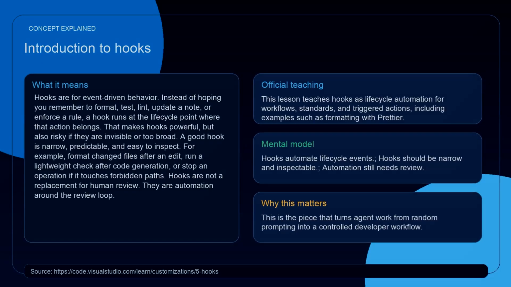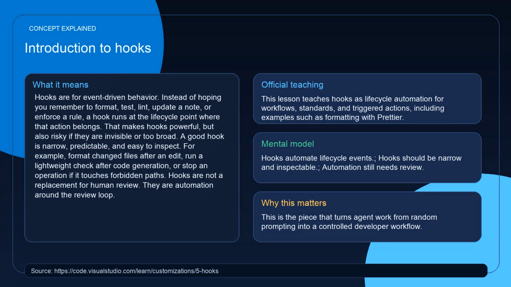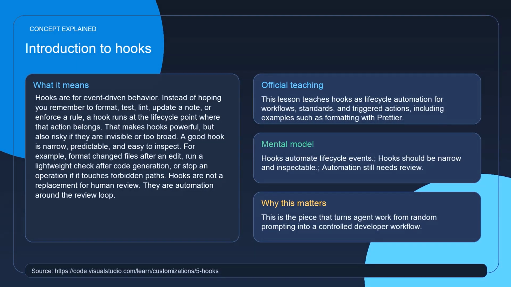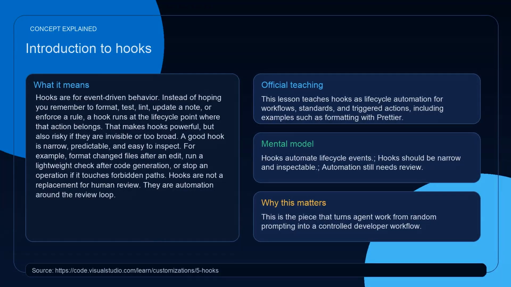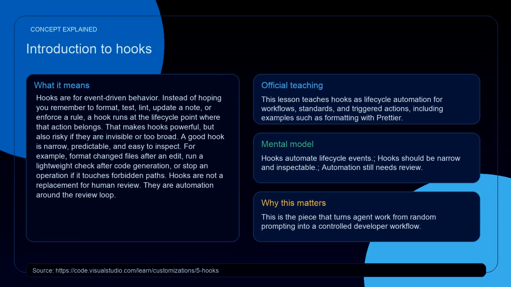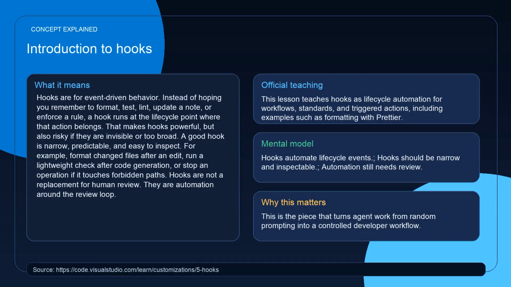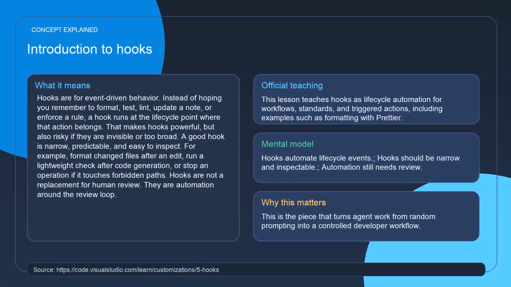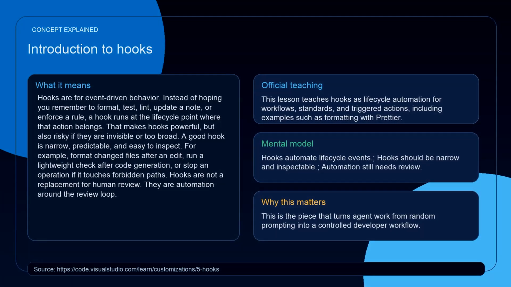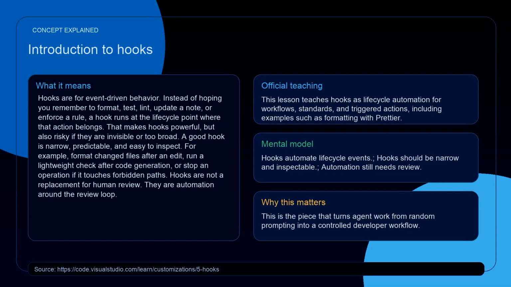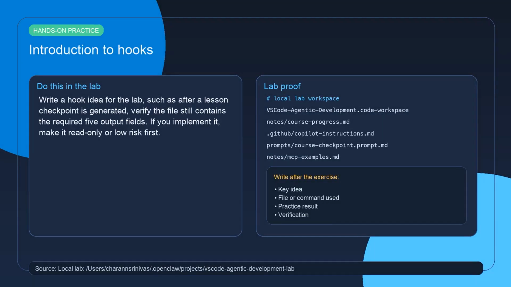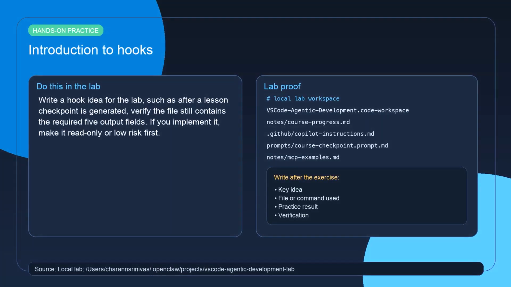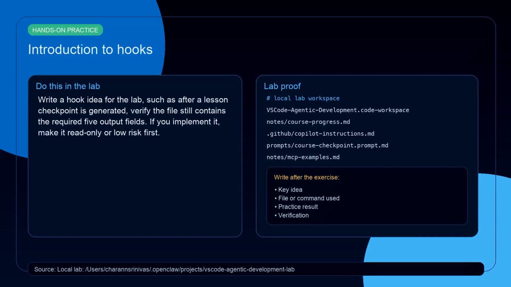That makes hooks powerful, but also risky if they are invisible or too broad. A good hook is narrow, predictable, and easy to inspect. For example, format changed files after an edit, run a lightweight check after code generation, or stop an operation if it touches forbidden paths. Hooks are not a replacement for human review. They're automation around the review loop.